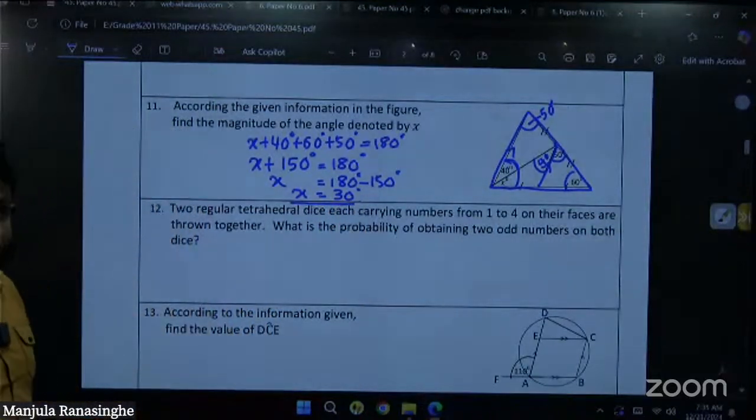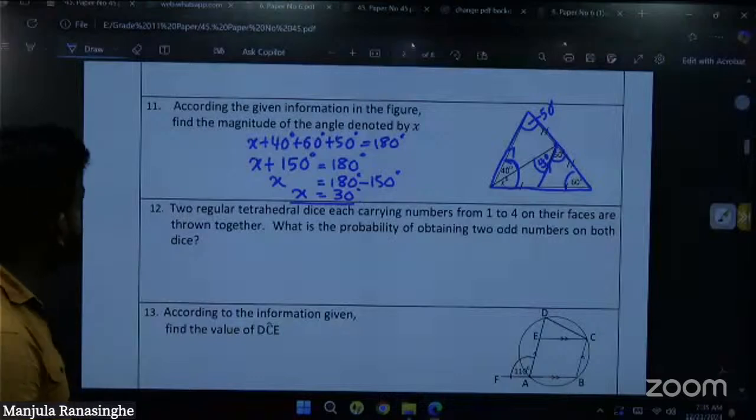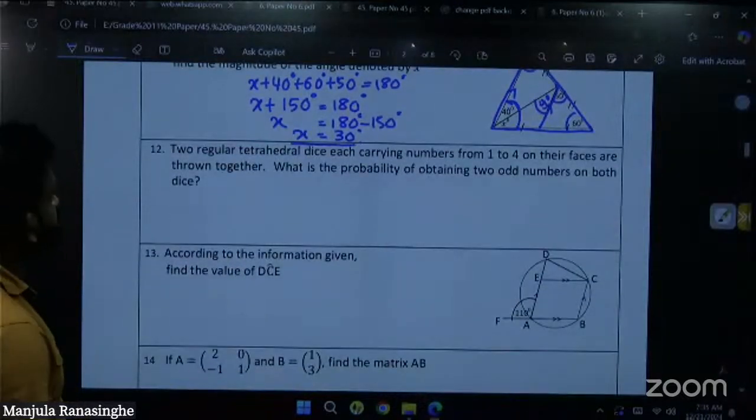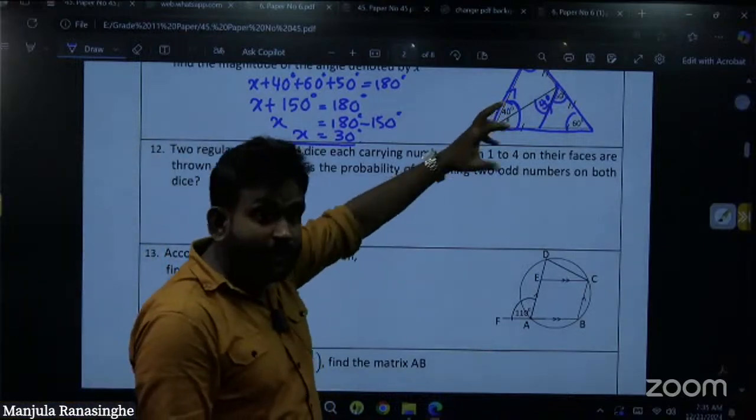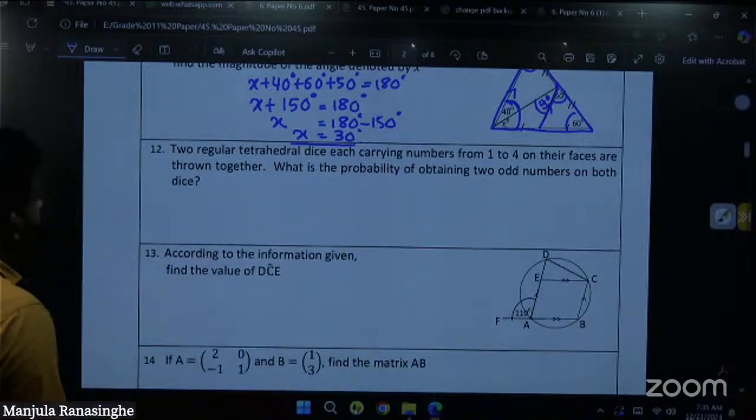X equals 30 degrees. Okay, right. Midpoint theorem applied, then the corresponding angles were equal, and then you consider the triangle's interior angles.